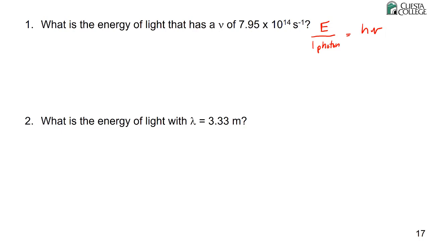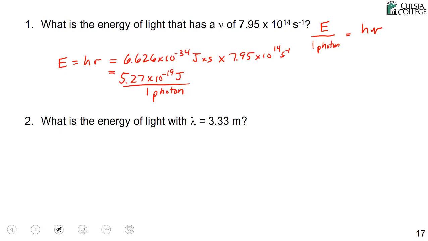The first problem is pretty straightforward. All we have to do is use the energy per photon equation, E equals h nu. Add in Planck's constant and the frequency, and we can calculate the energy. I urge you to keep track of units as you're solving the problems in this particular chapter, because the units will really help you figure out what the units for the answer should be.